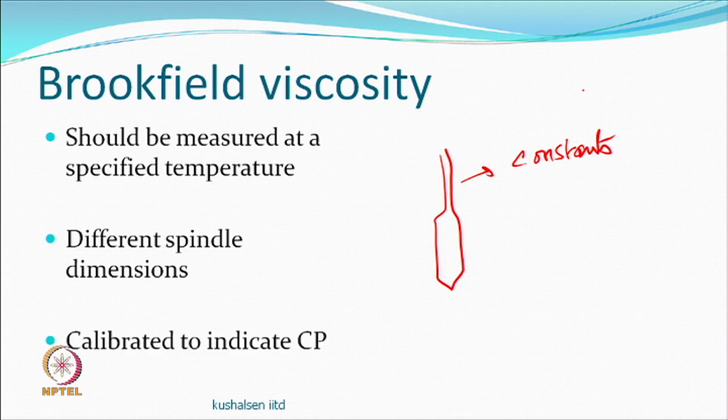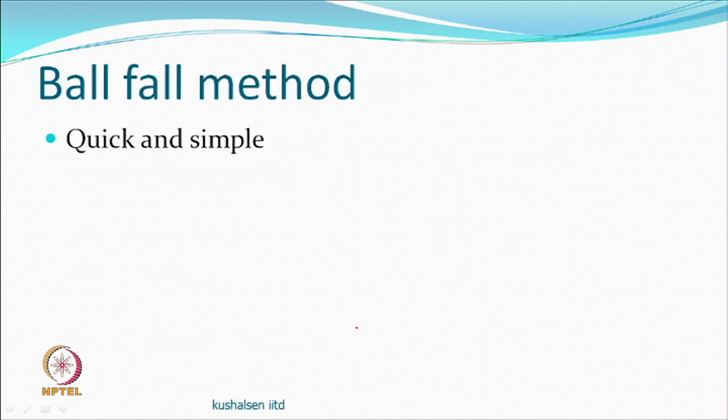It is calibrated to measure in centipoise, the viscosity. The C should be small, and so you can measure the viscosity of the print. But that also means you have to have a Brookfield viscometer wherever somebody is doing printing, but most people may not have this viscometer. So, there is another thing called a ball fall.